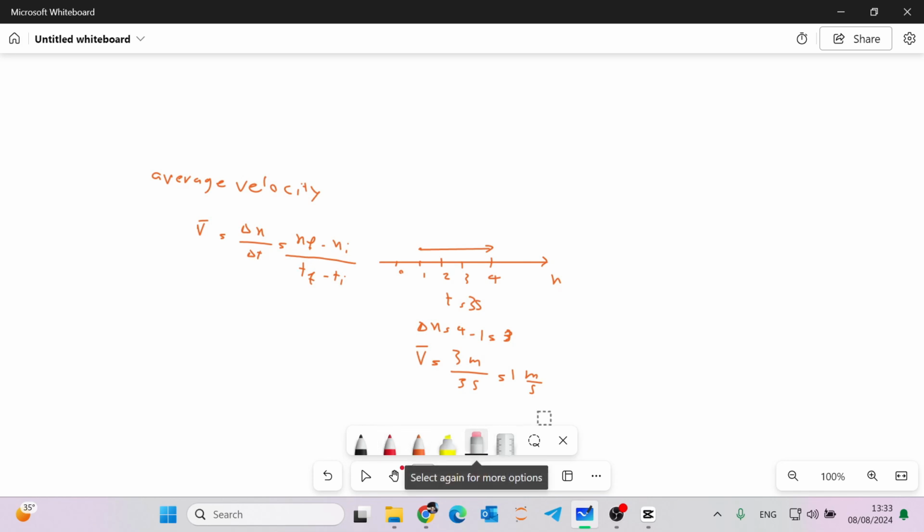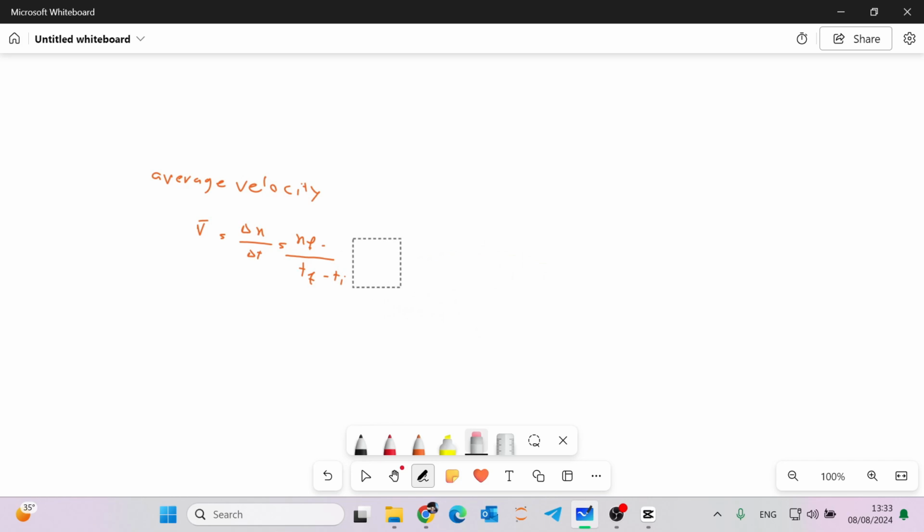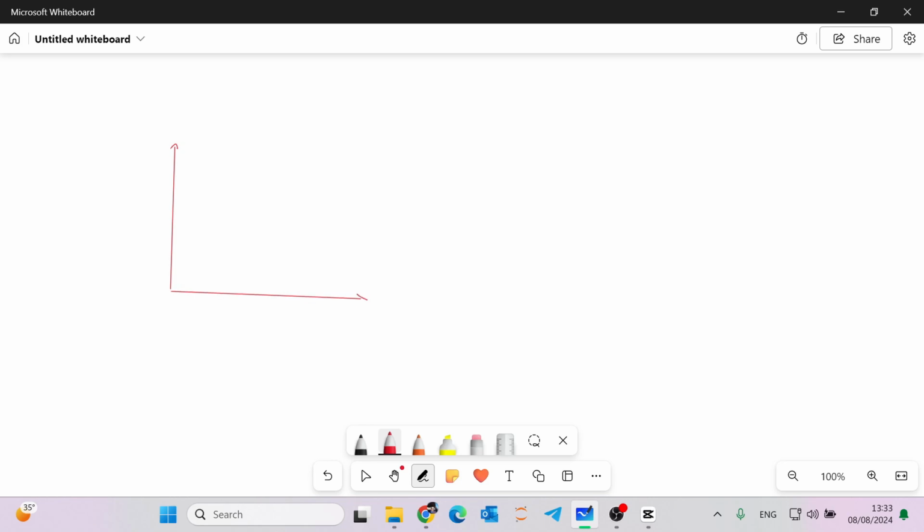So now let me write down a nice example. It's a great example. Listen carefully, please. This is my diagram for average velocity and time.